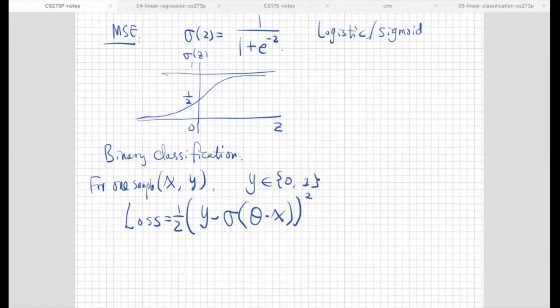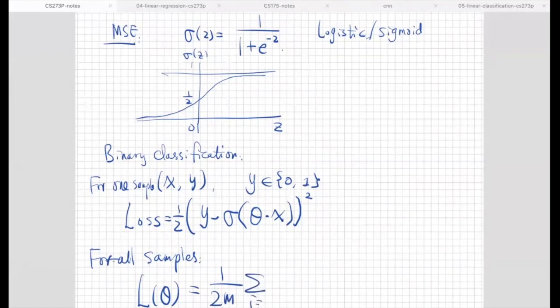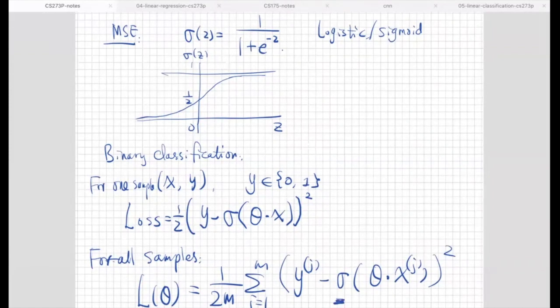And for multiple samples, you can average them. In the end, you have this loss function for all the samples. It is a function of the parameter theta, and you divide by 2m, with summation j going from 1 to m, of your target value minus the sigmoid transformation of theta dot x_j, your j-th input, squared. So this will be your overall MSE loss function after you introduce this sigmoid. That's the only trick you use here.